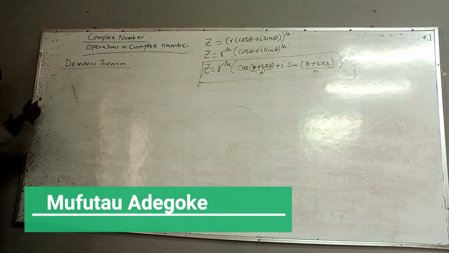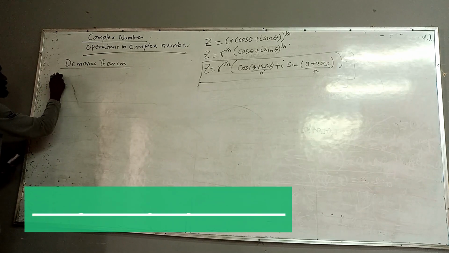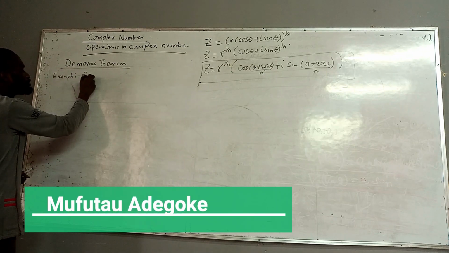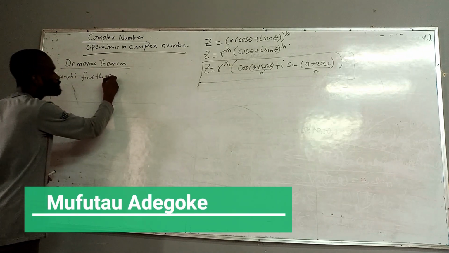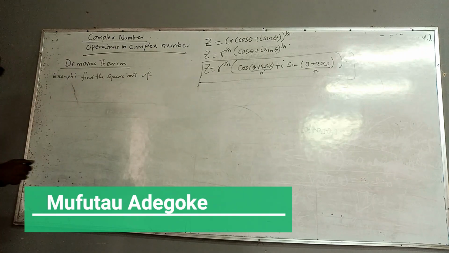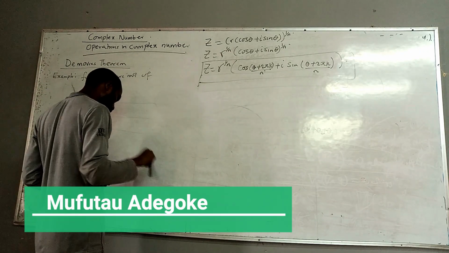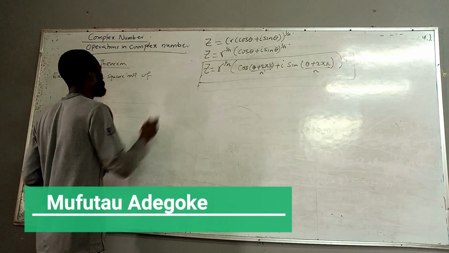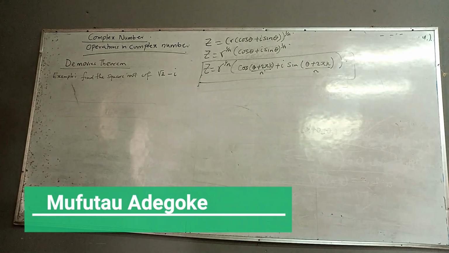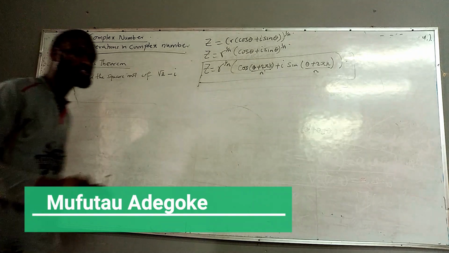Now, example. Find the square root of root 2 minus i. We want to find the square root of root 2 minus i.